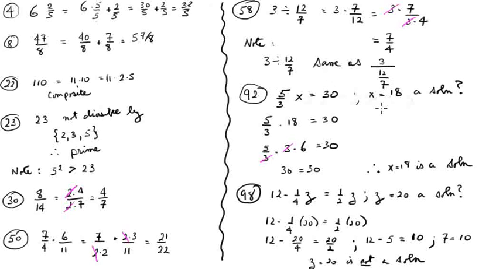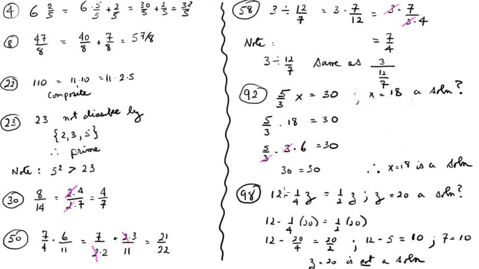Question 92 asks whether x equals 18 is a solution of 5/3 x is equal to 30. And in order to check that, we will substitute x equals 18 in for x. 5/3 times 18 yields, if 18 is factored as 3 times 6, the 3 in the numerator and the denominator cancel out, which simply leaves 5 times 6, and therefore 30 equals 30, a true statement, which means that x equals 18 is a solution of the original equation.